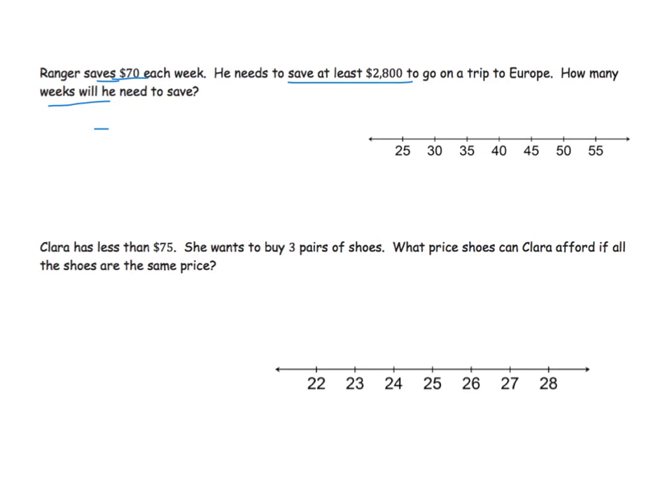So we know that he saves 70, and hopefully now that you have been practicing writing, you know that he takes 70 times the number of weeks. And now he needs to save at least. If he saves more, that's okay. So the amount he saves must be greater than or equal to $2,800.